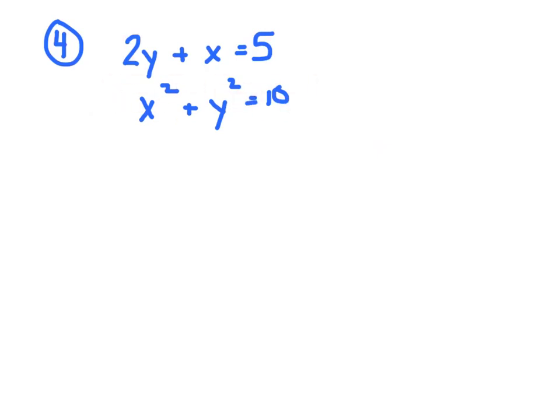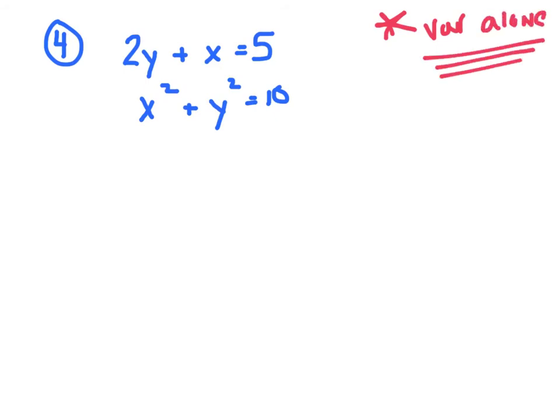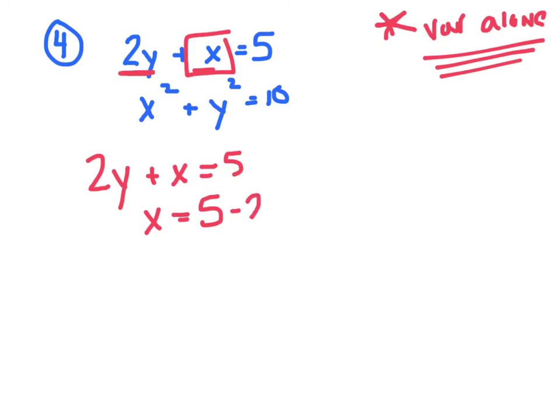Now here's where I want you to be a smart thinker. Which variable is easier to get alone? The x or the y? And again, maybe make a little note to yourself, okay? The variable that's alone is the easier one. That's the one I want to get alone. This y has a 2 in front of it, but this x has nobody. This one's the winner because it's easier to get alone. So 2y plus x equals 5. Therefore, x equals 5 minus 2y.